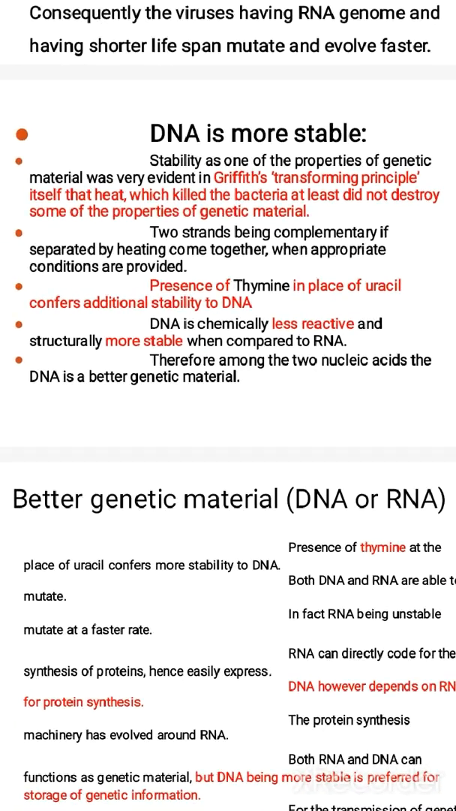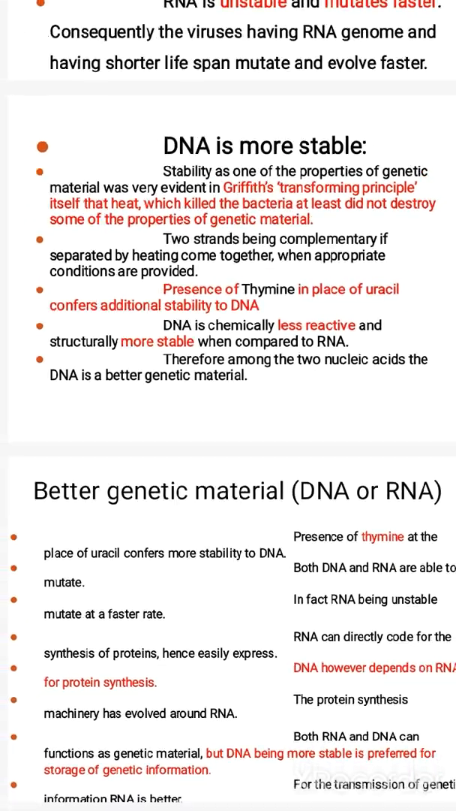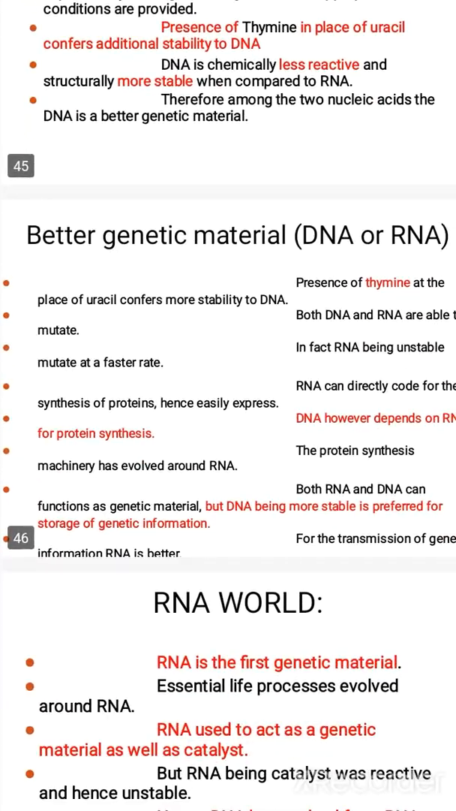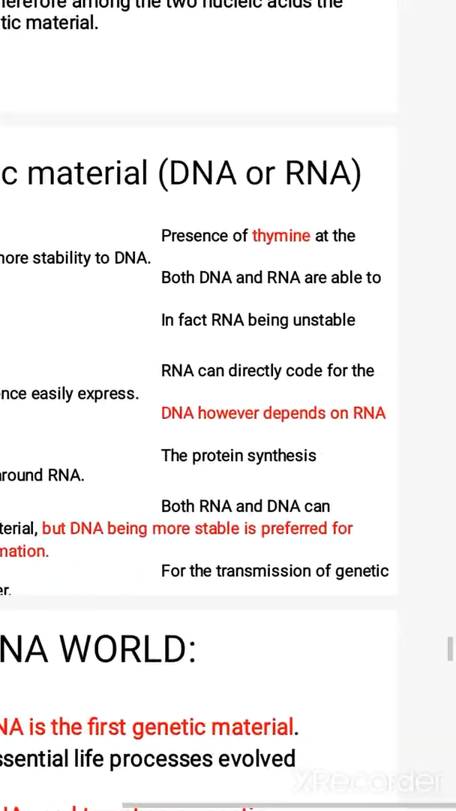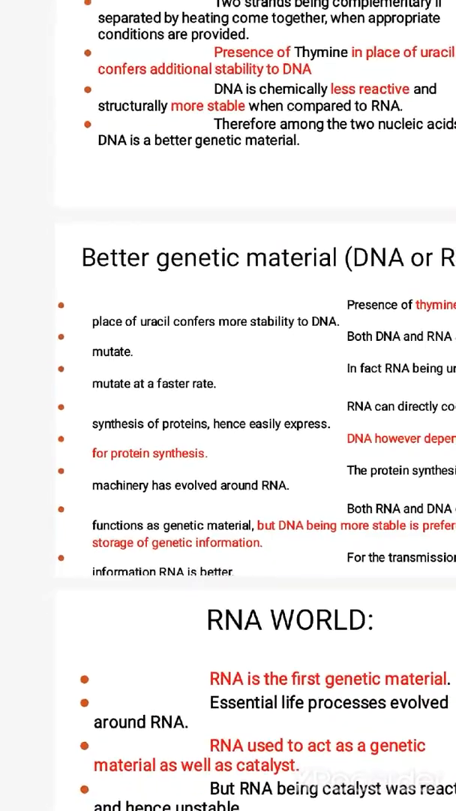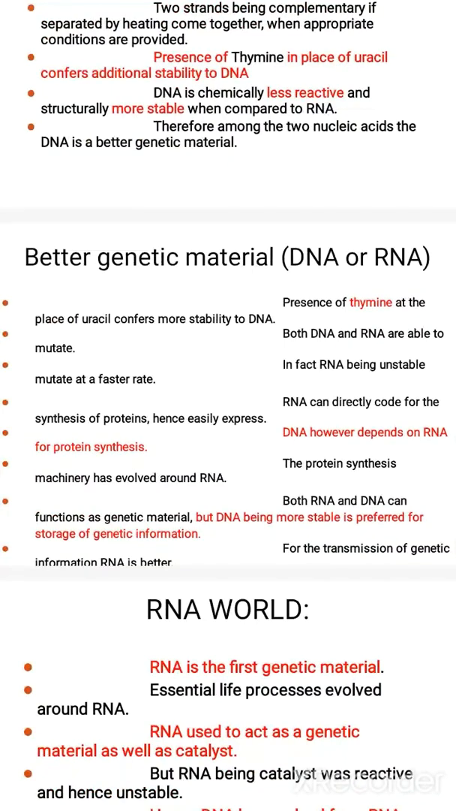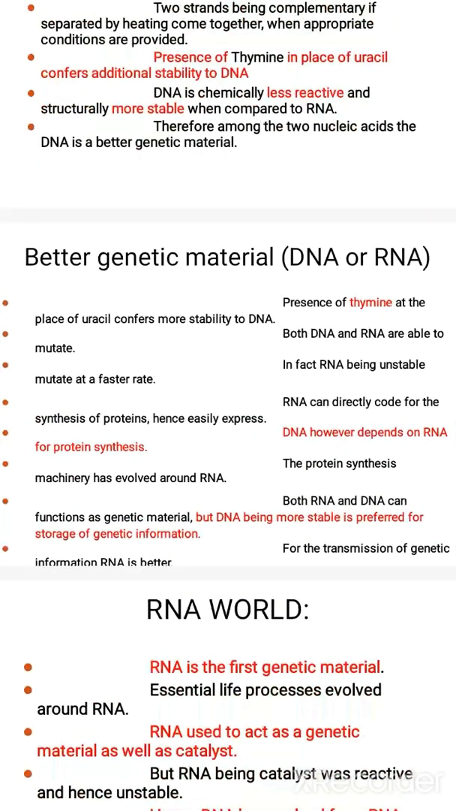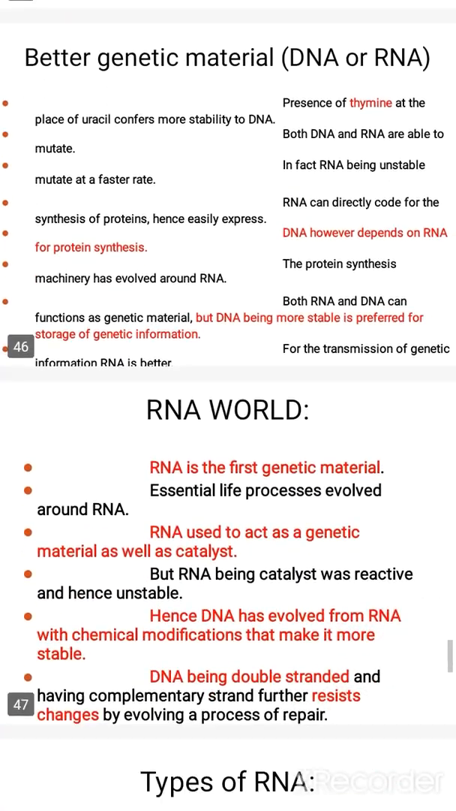Because of that, mutation is also very slow. The fast type of mutation is not there, and that's why it makes DNA the better genetic material. That's the main thing we studied. But anyhow, DNA depends upon RNA for protein synthesis, because we already studied the central dogma: from DNA, RNA is formed, and the RNA forms the protein. So DNA depends upon RNA, but DNA is more stable, so that's why DNA is preferred for storing the genetic information.